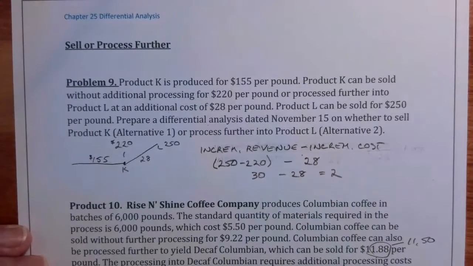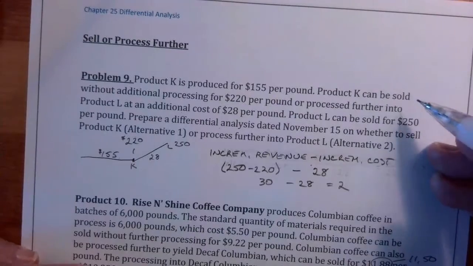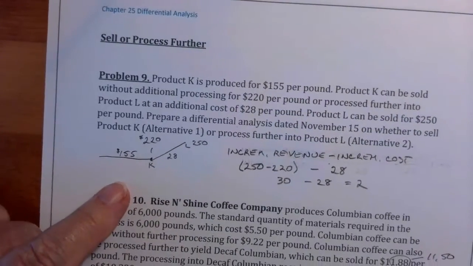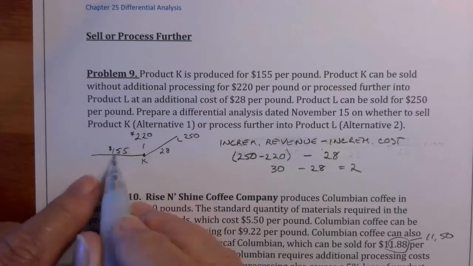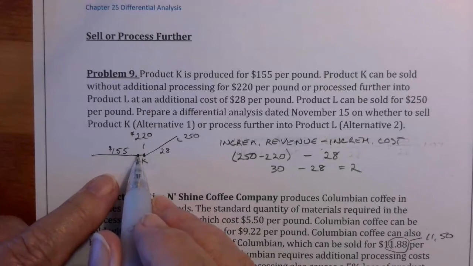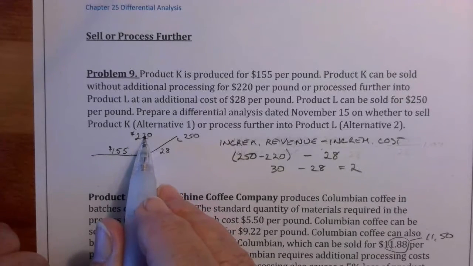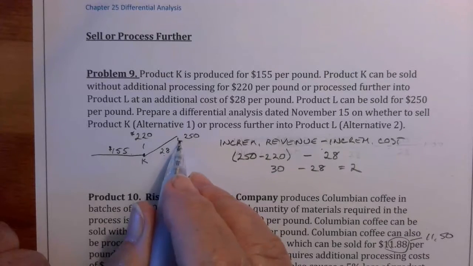Okay, these are sell or process further problems, and this product is produced for $1.55 a pound. What I usually find helpful is to draw a picture for myself of where the costs are. So there's my cost, $1.55 a pound, and it can be sold without additional processing right here for $2.20 per pound, or it can be processed further into product L, an additional cost of $0.28 per pound, and then it can be sold for $2.50.